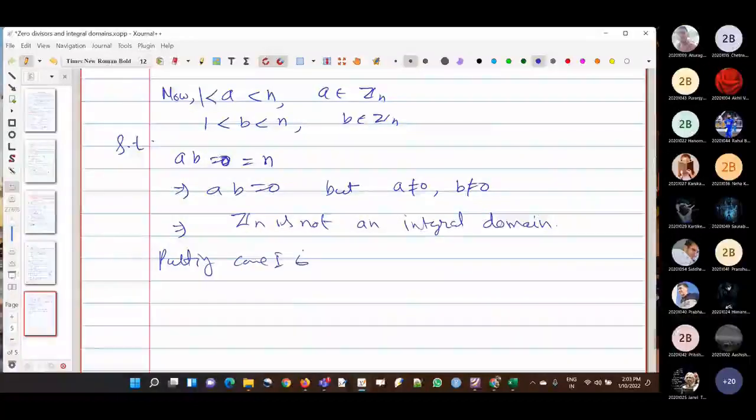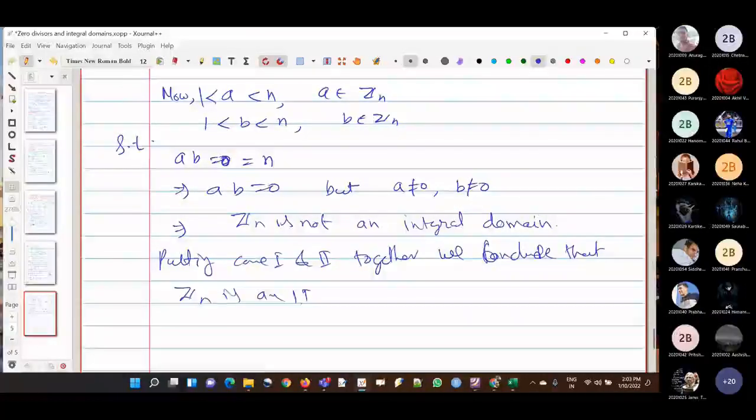So putting case 1 and case 2 together, we conclude that Zn is an integral domain if and only if n is prime. So with this, let us conclude the discussion for today.